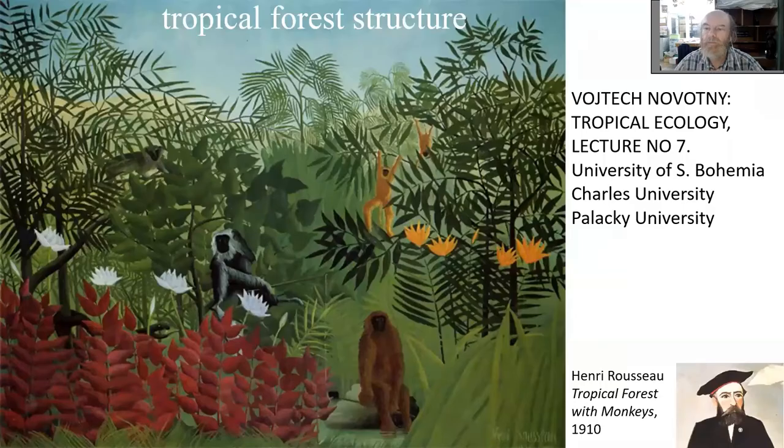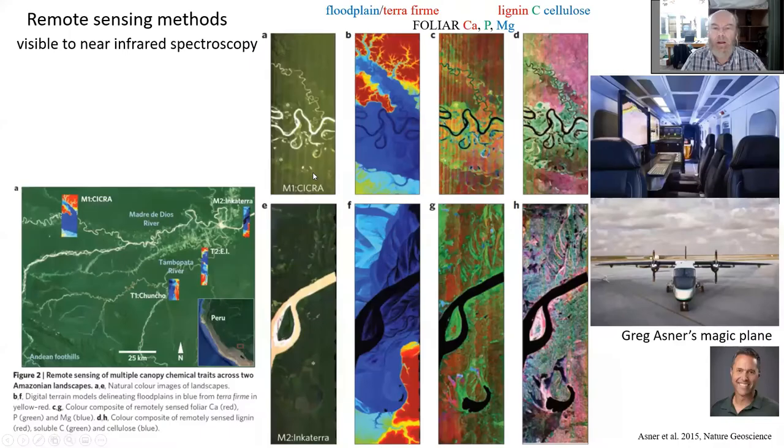So today we are going to talk about tropical forest structure, looking at what is the physical structure of the rainforest ecosystems, what is the composition in terms of life forms, and how we generally characterize the forest. And just a note on large-scale surveys of the vegetation structure and features.